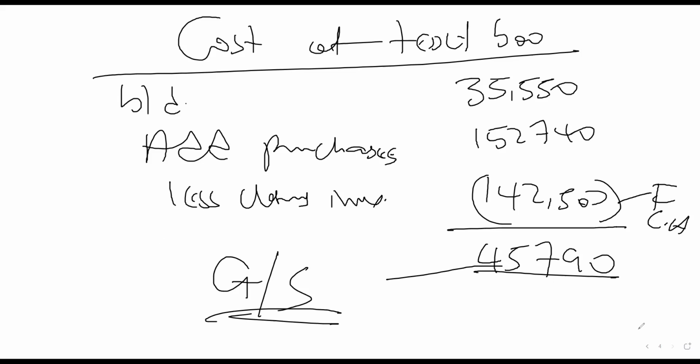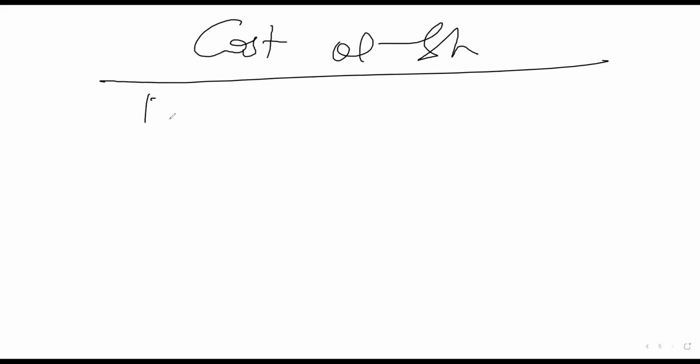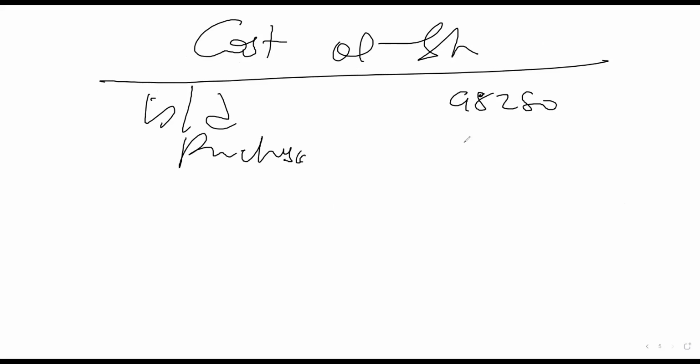That's all. The same thing applies to stationery. You also say cost of stationery. You start with your balance brought down. What's the open inventory? 98,290. You add your purchase. What's the purchase figure? 261,000. Last, closing stock. Closing stock is what? 17,000.